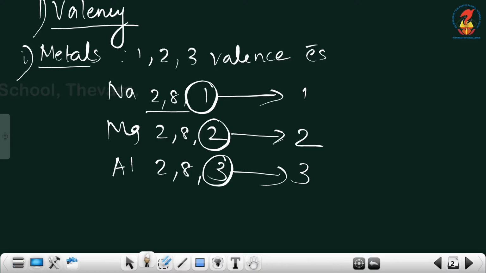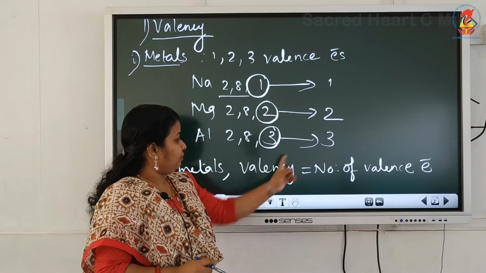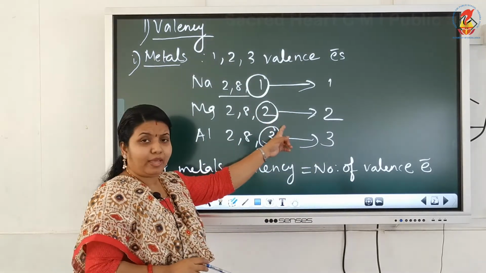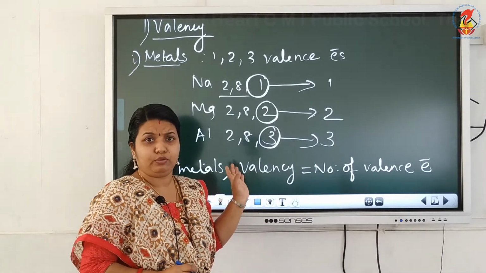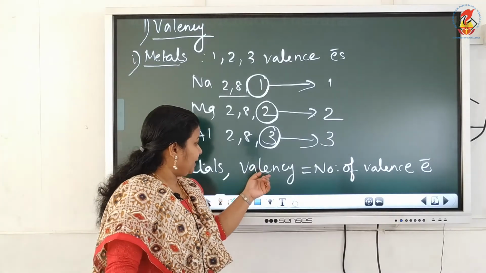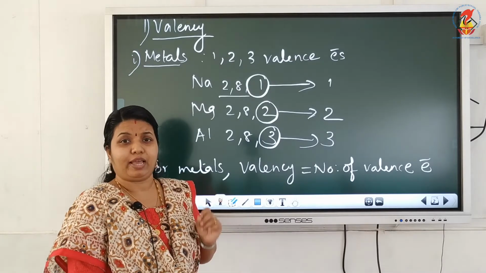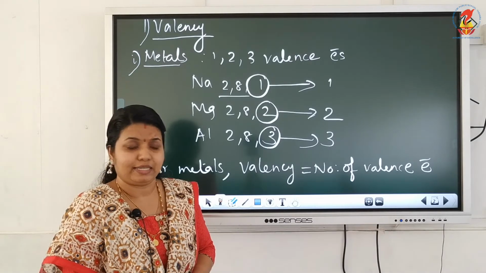Or we can write for metals, valency is equal to the number of valence electrons, isn't it? Sodium has 1 electron in the valence shell. So, 1 valence electron, valency is also 1. Magnesium, 2 valence electrons, valency is also 2. Aluminum, 3 valence electrons, valency is also 3. So, for metals generally, valency is equal to the number of valence electrons.